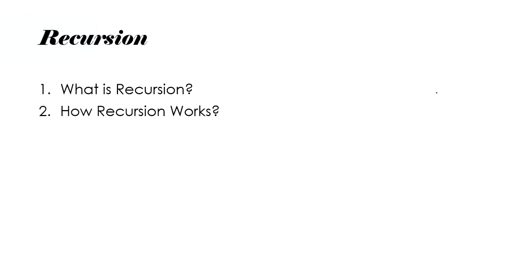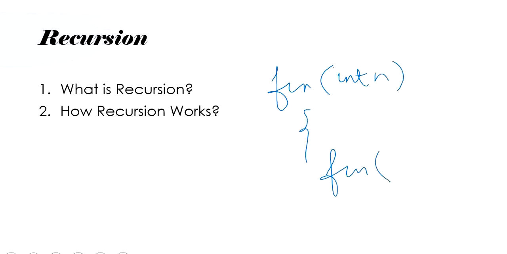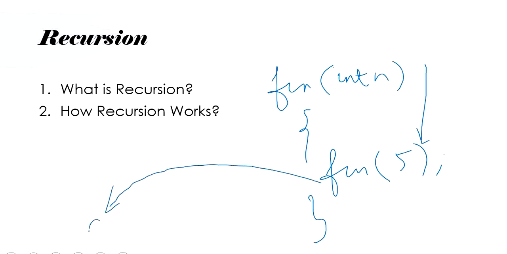So first, what is recursion? Recursion is nothing but a function that calls itself. So if we have a function which has some value, say integer value n, and if we have another function that calls the same function, then it is recursion. So how does it work? Every time a function encounters a function call, it is going to put that value on a call stack.